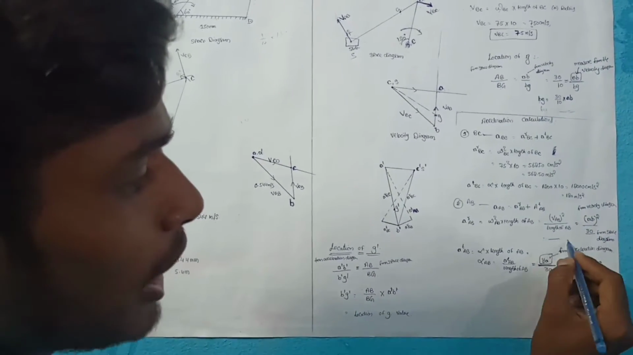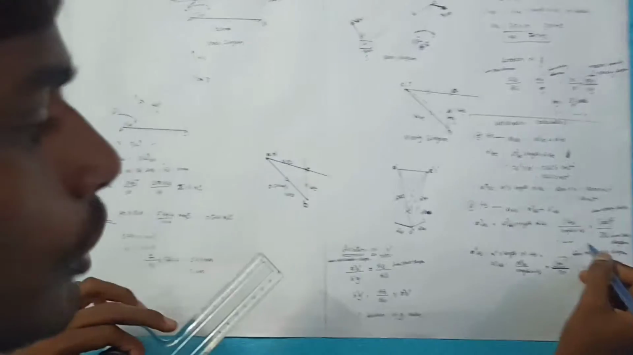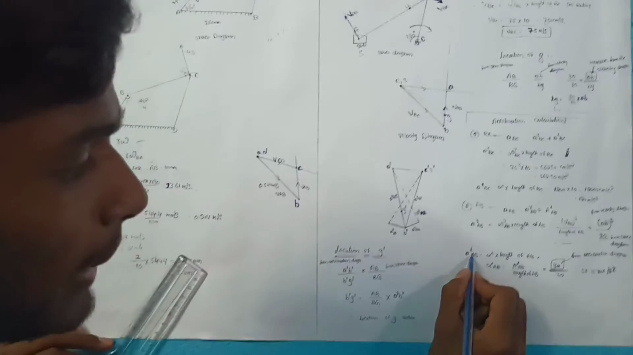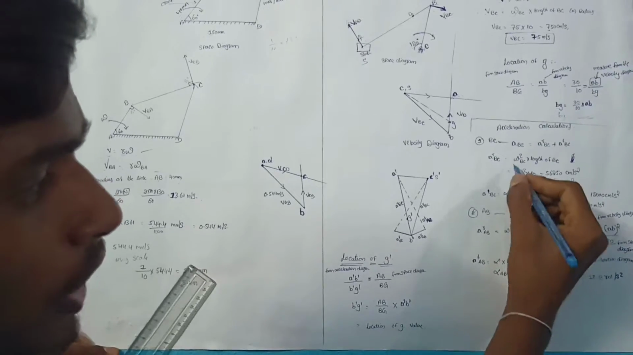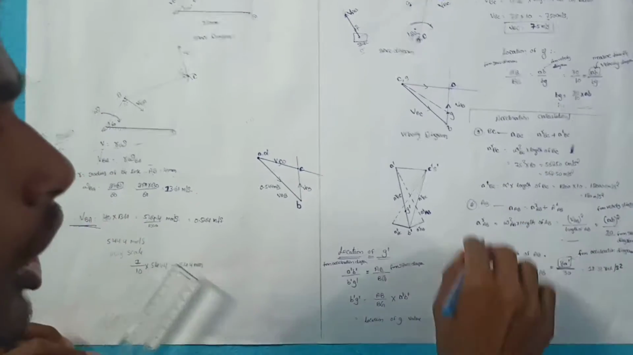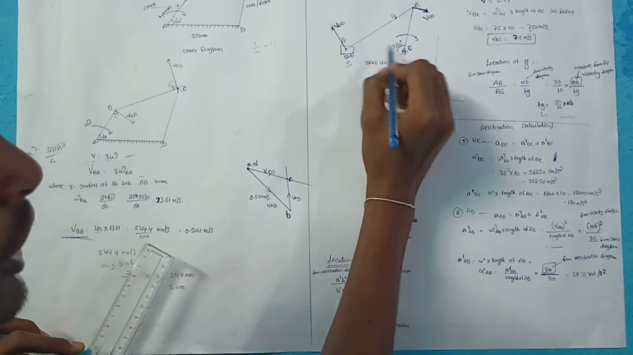So then we get some value. According to that we want to draw. Next, the tangential component of AB is alpha into length of AB. Same here, what are the formulas we are using? Same formulas only, according to the number of links. So here only these two.